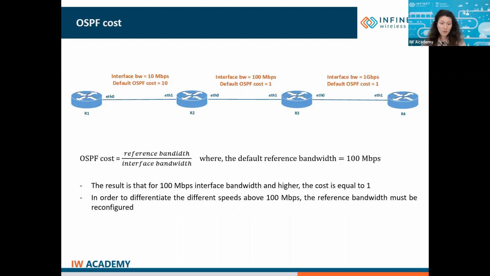This is a problem because it does not distinguish the speed of the links, so it cannot accurately calculate the best path. The solution, as you might guess, is to reconfigure the default reference bandwidth to a higher value. It is better to configure it to the highest interface bandwidth that you have in your network.